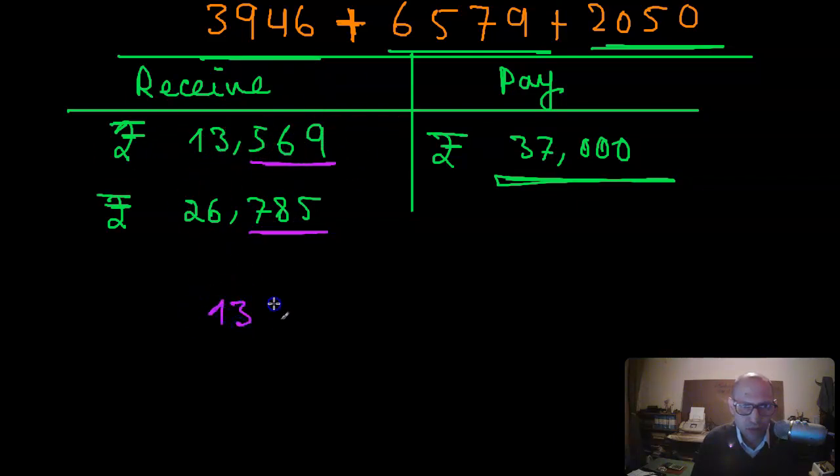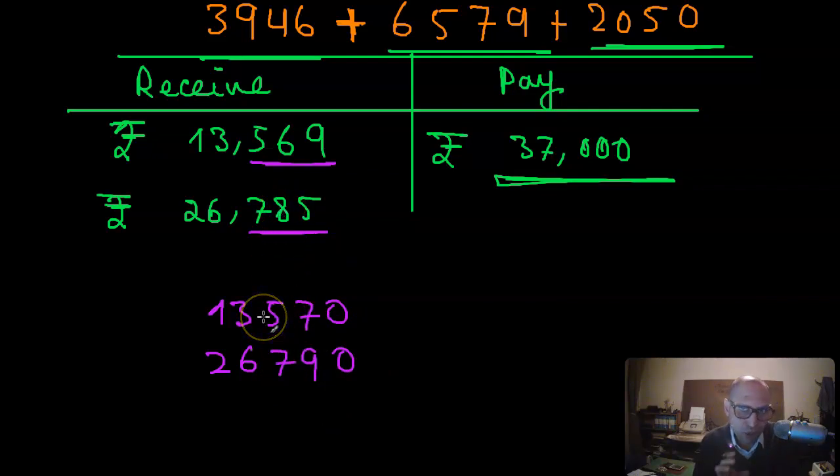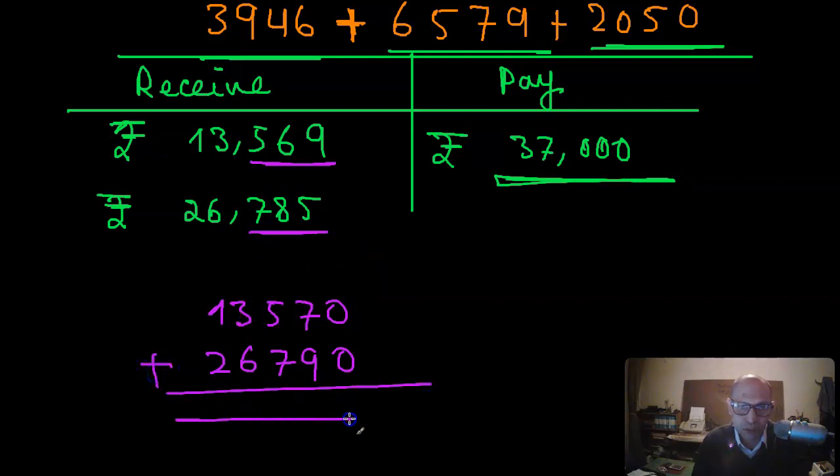Whereas if the trader rounds the numbers to the tens place value, then this number becomes 13,570 and this number becomes 26,790. Now you have to have a pen and a piece of paper to actually calculate this sum. The sum becomes 0, 16, 12, 13, 9 and 10, 1, and then a 4, that's 40,360 rupees here. This calculation without pen and paper is not easy to do in your head, right?